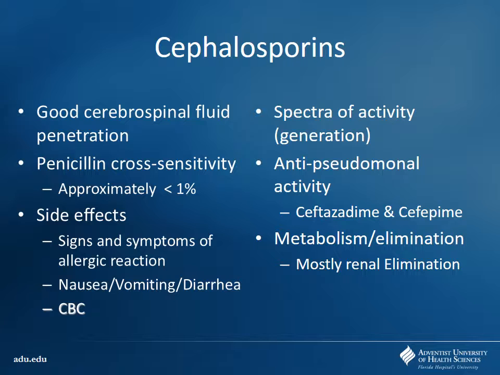So again, these would be bactericidal as well because they're affecting that cell wall synthesis. Their spectrum of activity is going to change based on generation, like I said, I'll mention in just a second. And notice that there's two of them that will have antipseudomonal coverage: ceftazidime and cefepime. I'll talk more about this in general, but really the one you should remember that has antipseudomonal coverage is going to be your cefepime. I'll talk about why that is a little bit later.